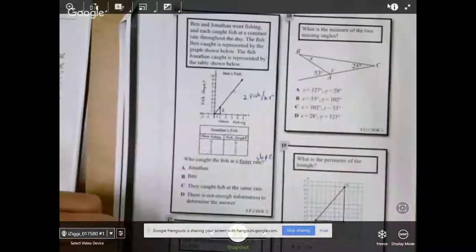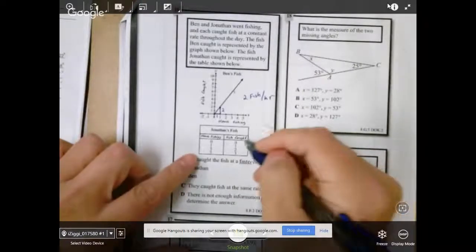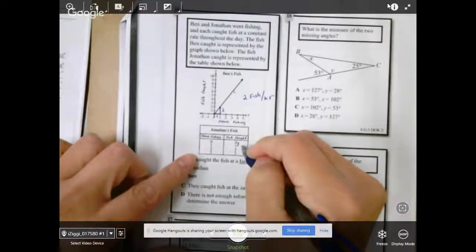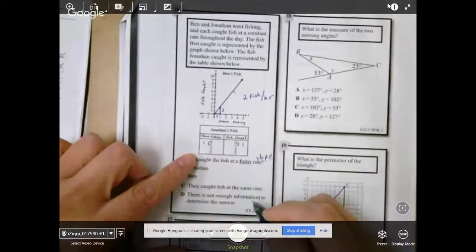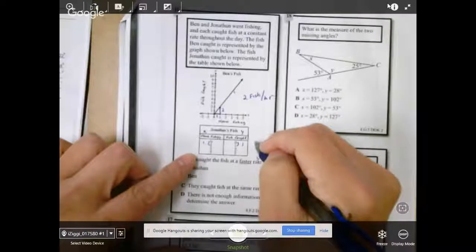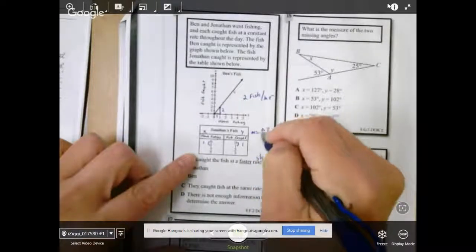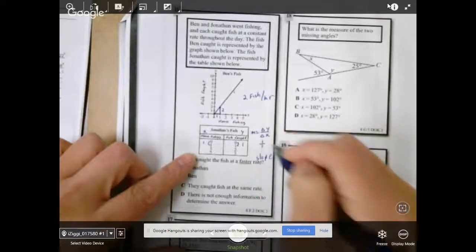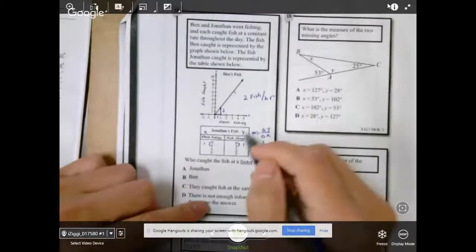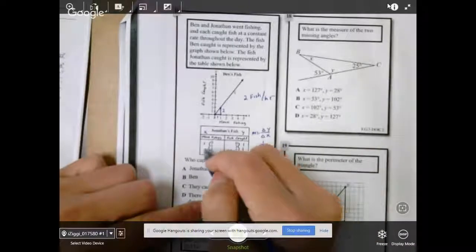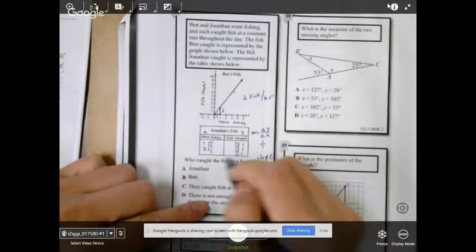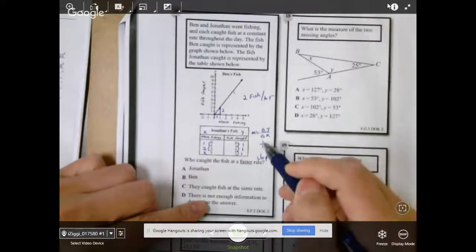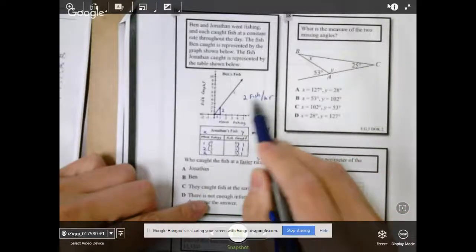And then for Jonathan, if I'm just looking at the first one, he's just catching 1 fish, right? The change in y there and the change in x there. This is x, this is y. So the slope, change in y over change in x, is 1/1. Okay, and it actually gets even slower. If you look here, it gets 1/2. So here you got 1 fish every 2 hours. So either 1 fish every 2 hours, or he's catching 2 fish every 1 hour. Okay, so Ben is catching fish at a faster rate.